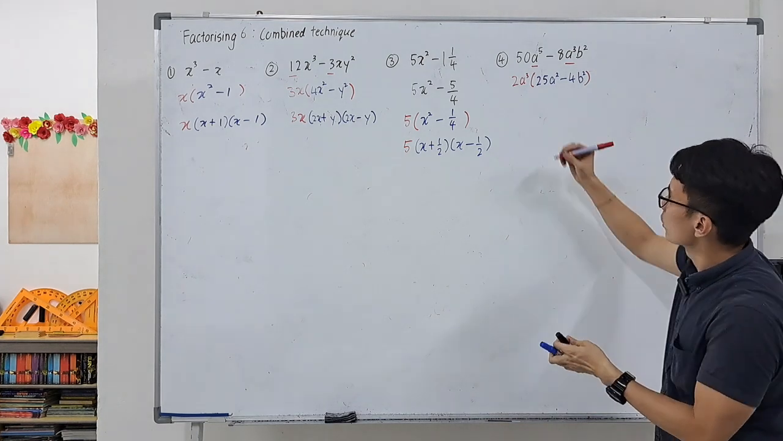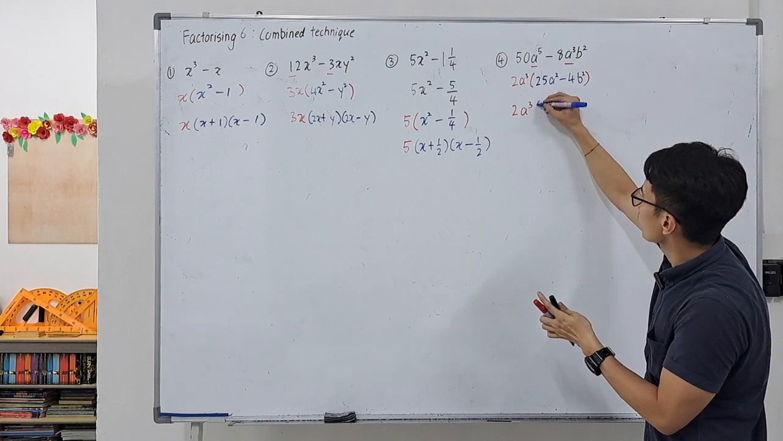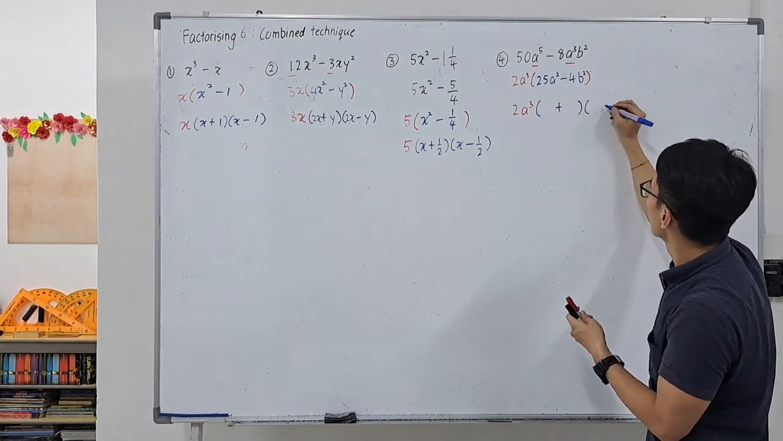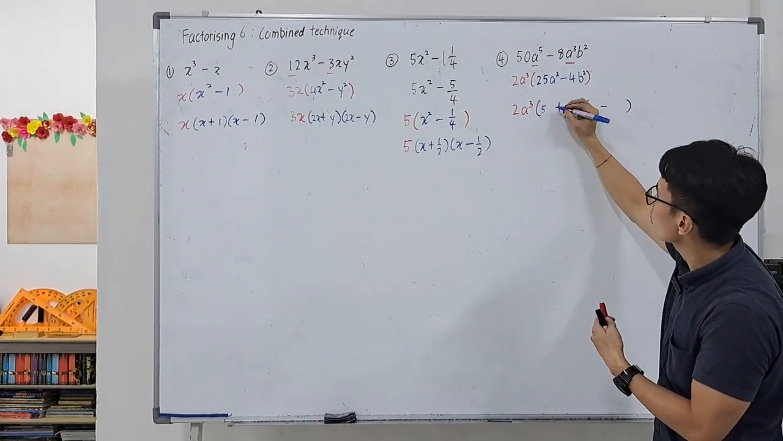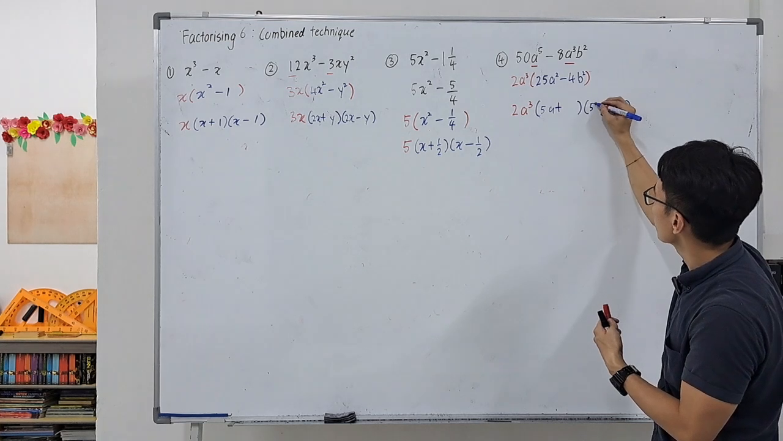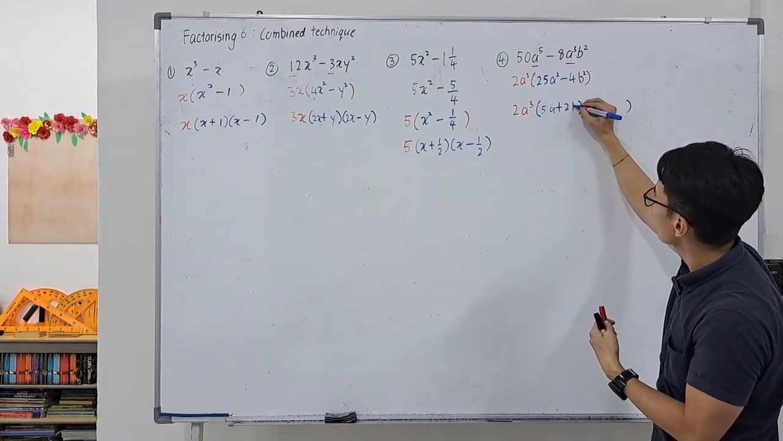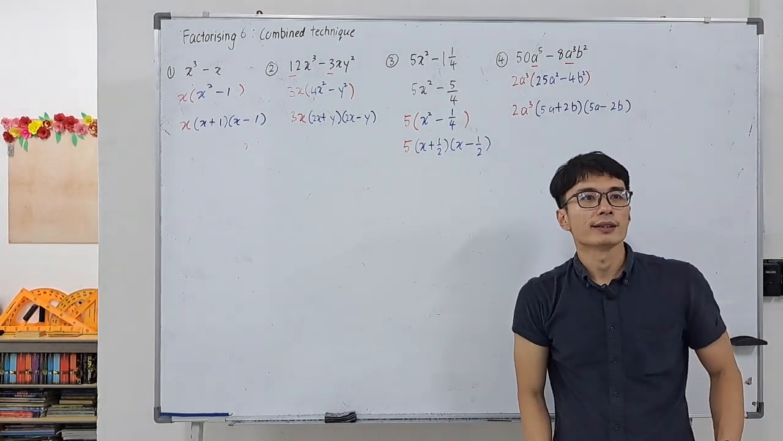So what's my final answer over here? That's going to be 2A cubed. Difference of square, I know there are 2 brackets. One of them is plus, one of them is minus. Square root of 25 will give me 5. Square root of A squared will give me A. It's going to be the same over here. Square root of 4 will give me 2. Square root of B squared will give me B. Done. That's my final answer.